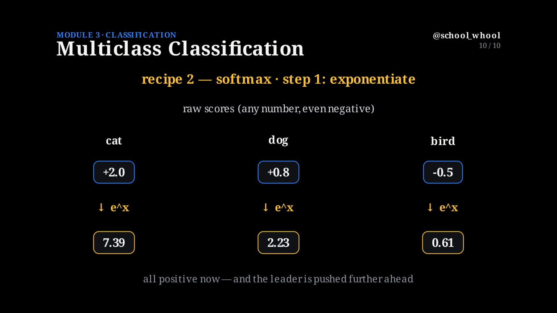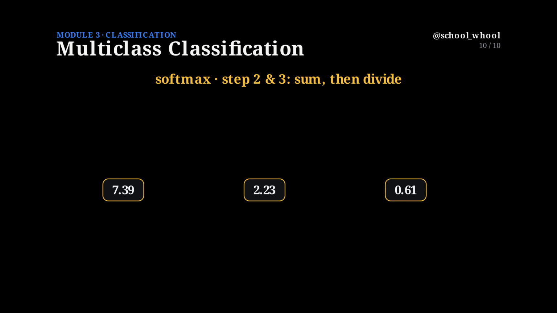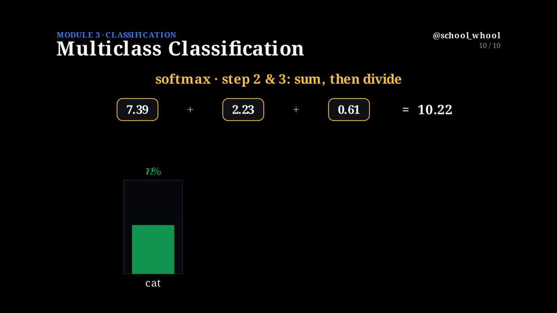Step 1. Exponentiate each score, raise the number e to that power. This makes every value positive, and stretches the leaders further ahead. 2.0 becomes about 7.4, 0.8 becomes 2.2, minus 0.5 becomes just 0.6. Step 2. Add those 3 up. 7.4 plus 2.2 plus 0.6 is about 10.2.